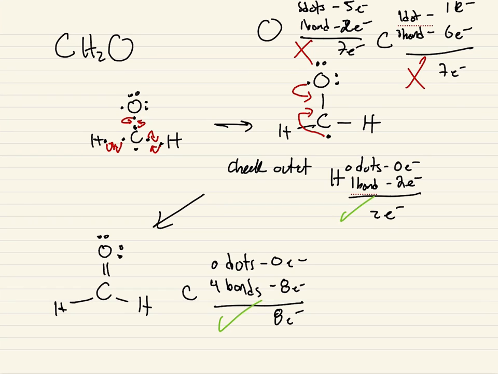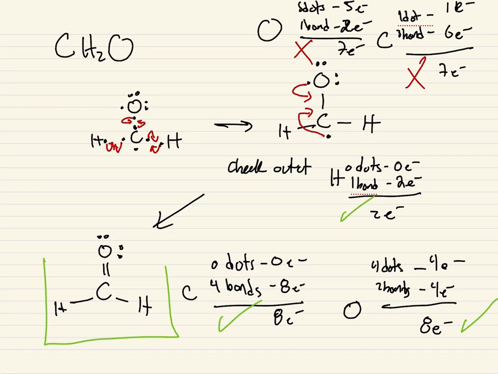And what about oxygen? How many bonds do we have around oxygen? 2 bonds. So that's how many electrons? 4 electrons. How many dots? 4 dots. So that's how many electrons? 4 electrons. So we have how many total? 8 electrons. So we satisfy the octet rule. That means that this is our valid structure for formaldehyde.